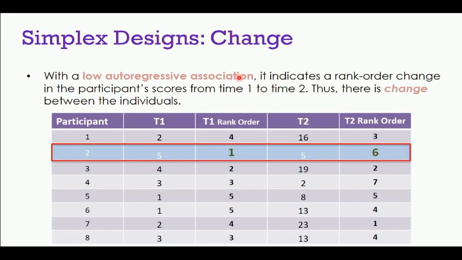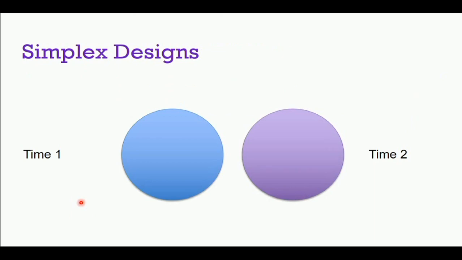So with a low order regressive coefficient, it indicates that a rank order change has happened. So participant 2, at time 1, well, their rank ordering there was 1. And they stayed on a 5 now. So their raw score didn't change, but they dropped pretty significantly in their rank ordering. They've gone down to 6th position. So even though your score hasn't changed, your rank order has, so that will be a lower order regressive coefficient. So this change between the individuals.